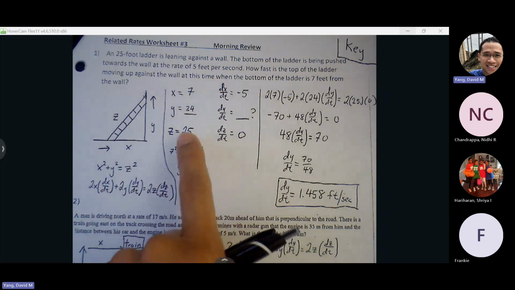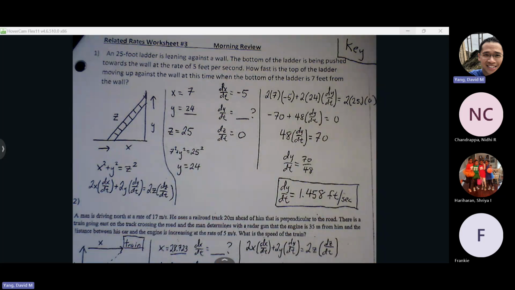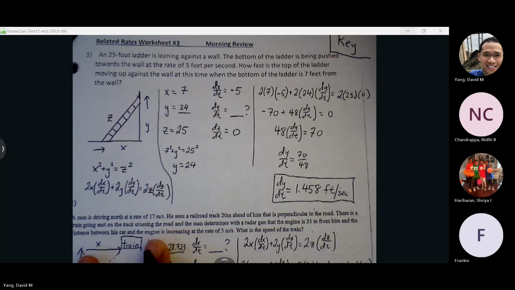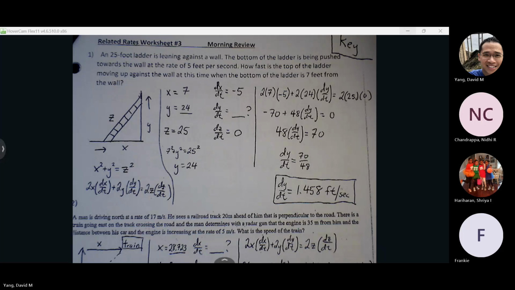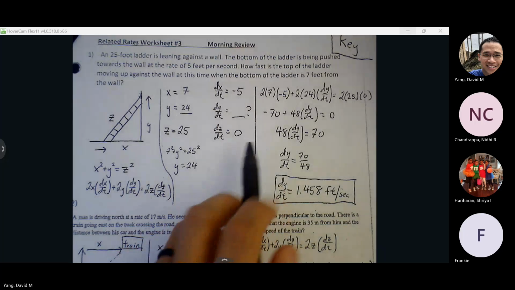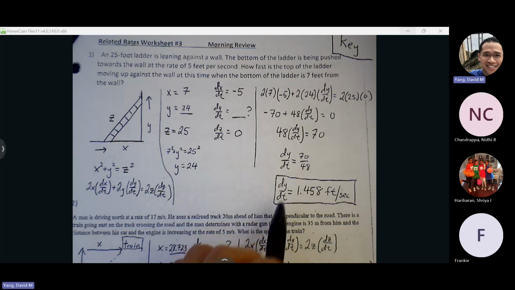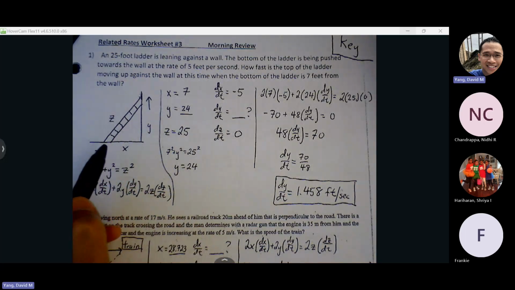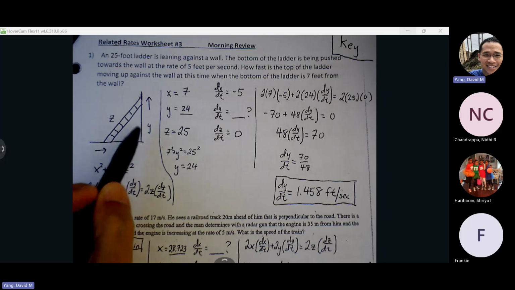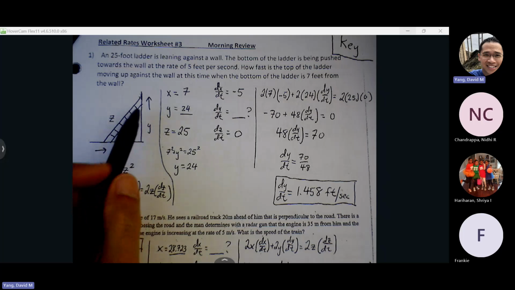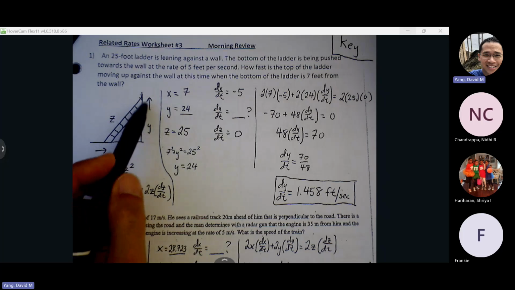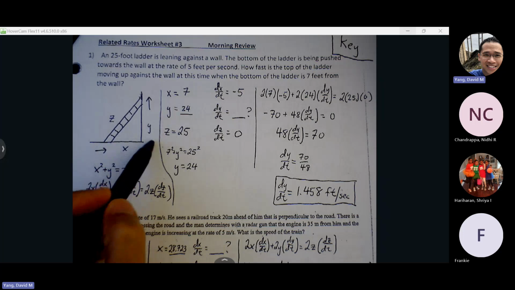And then now it's just pretty straightforward. Plug everything in. dy dt is a positive value. That should make sense because as we push the ladder up against the wall, you can imagine it's going to be sliding up the wall, causing the y vertical length to increase.